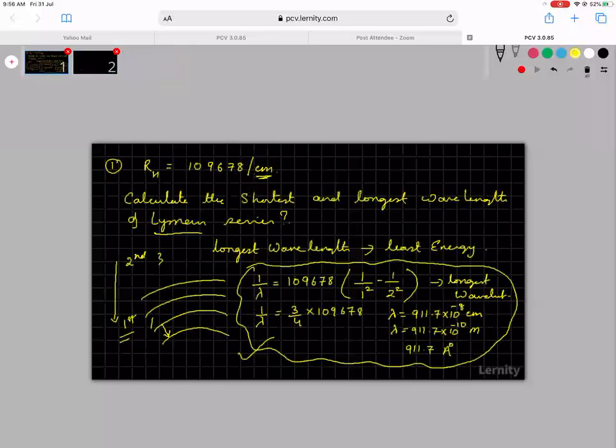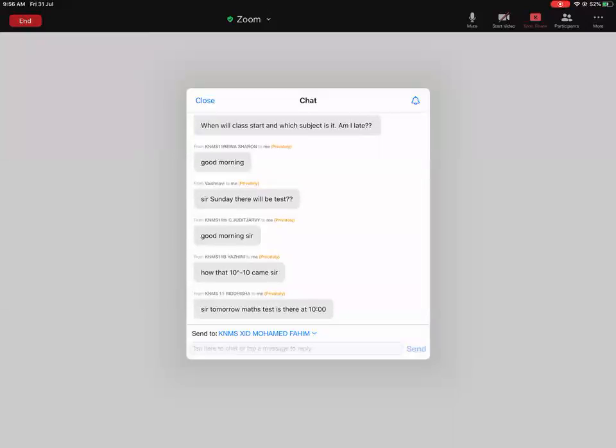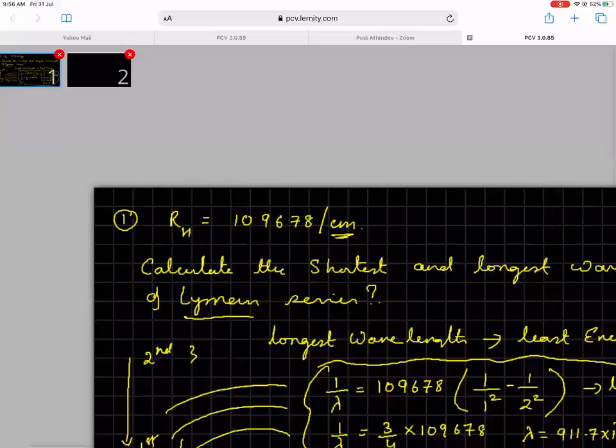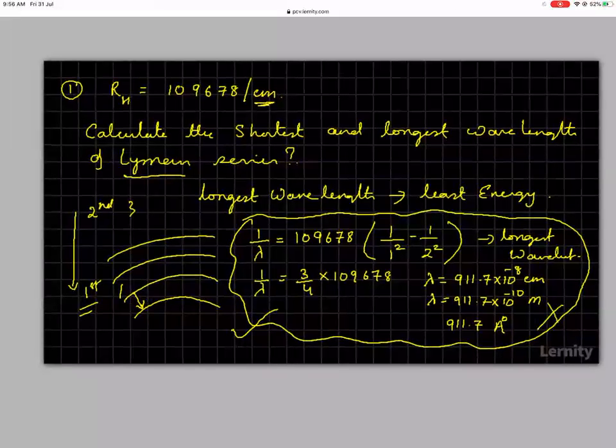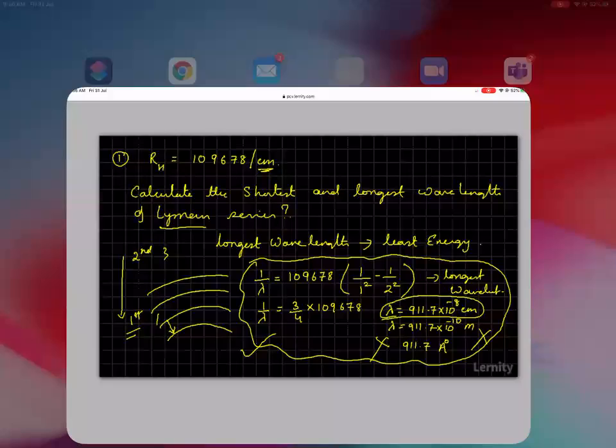So longest wavelength is done. You have to do this calculation, Yalini. It doesn't matter, 10 power 10 did not come. Okay, this is wrong. You do and you tell me, can you convert this centimeter to meter? How do you convert centimeter to meter? I have just done that, nothing else. So you have to calculate.